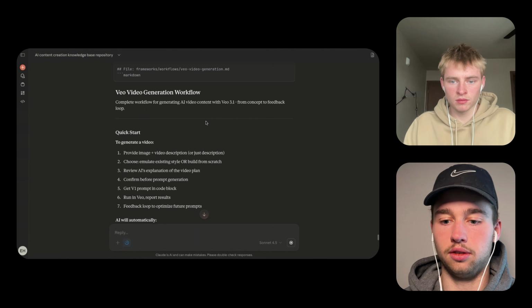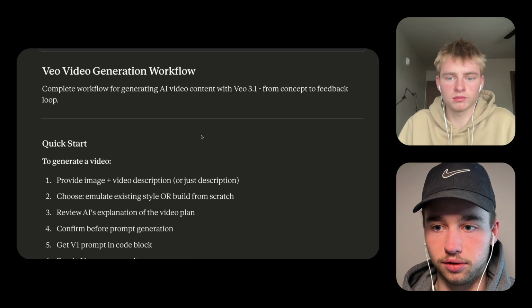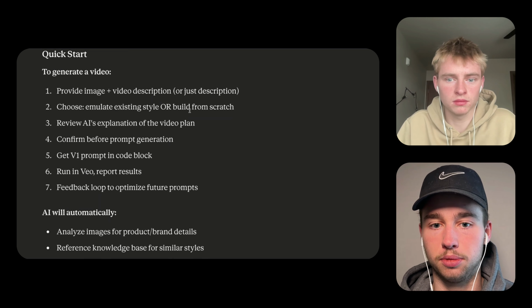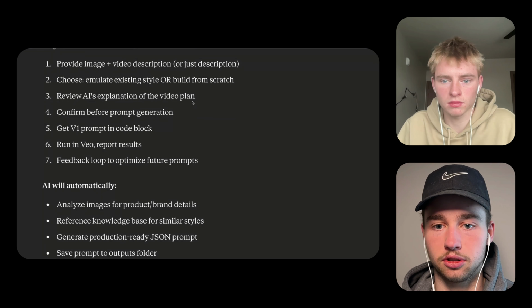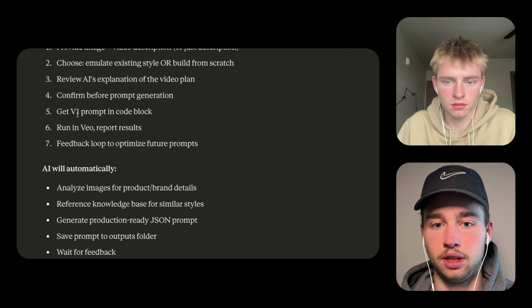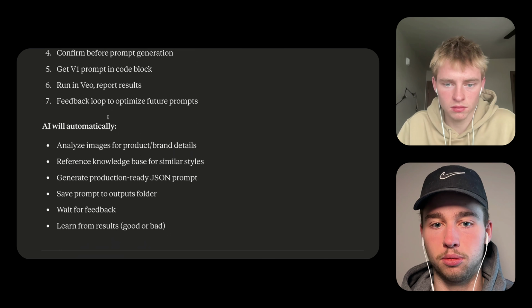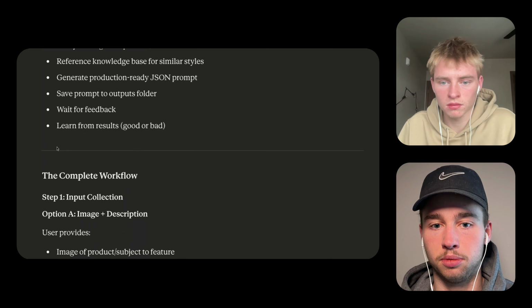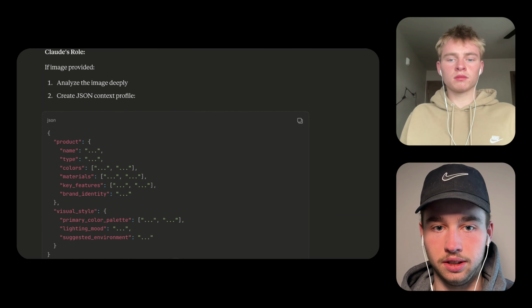Cool. So we got the VO video generation workflow. Provide image and video description. Choose emulate existing style or build from scratch. Review AI's explanation of the video plan. Confirm. Get V1 prompt. Run in VO. Report results. AI will automatically analyze images. Reference knowledge base. Generate production ready JSON. Save prompt to outputs folder. Wait for feedback. Boom. Yup, I love it.